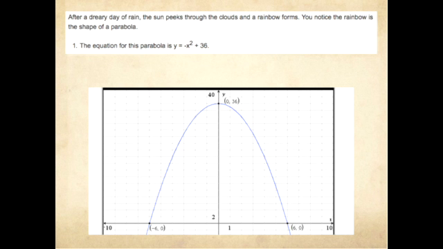So in this assignment, it starts out by saying, after a dreary day of rain, that could very easily be today, because we're expecting rain all this weekend. After a dreary day of rain, the sun peeks through the clouds and a rainbow forms. You notice that the rainbow is the shape of a parabola. Okay, so the equation for this parabola is y equals negative x squared plus 36.